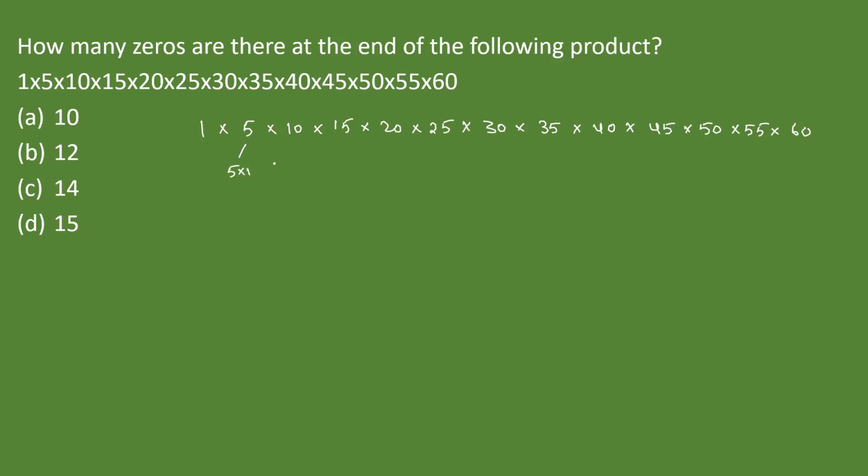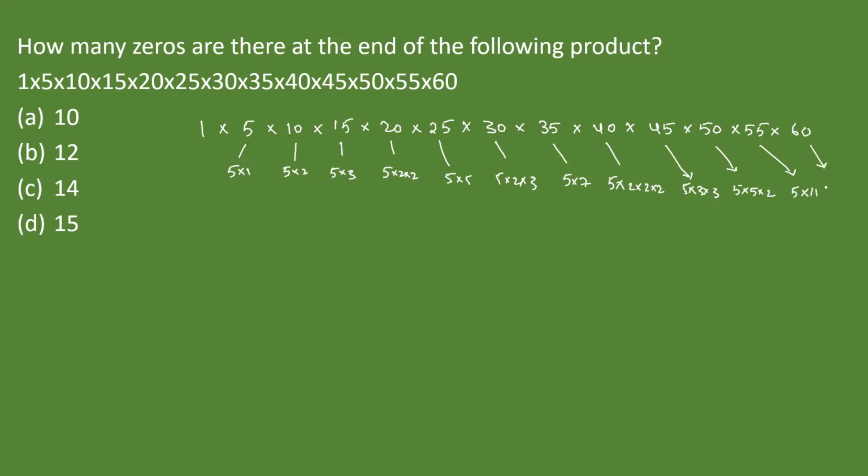So 5, it becomes what? 5 into 1. 10, 5 into 2. 15, 5 into 3. 20, 5 into 2 into 2. 25, 5 into 5. 30, 5 into 2 into 3. 35, 5 into 7. 40, 5 into 2 into 2 into 2. 45, 5 into 3 into 3. 50, 5 into 5 into 2. 55, 5 into 11. 60, 5 into 3 into 2 into 2. I will write here clearly: 5 into 3 into 2 into 2.